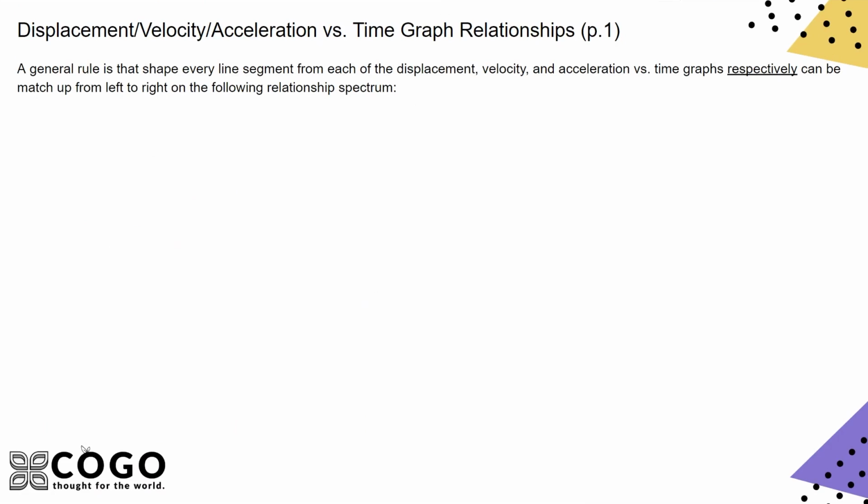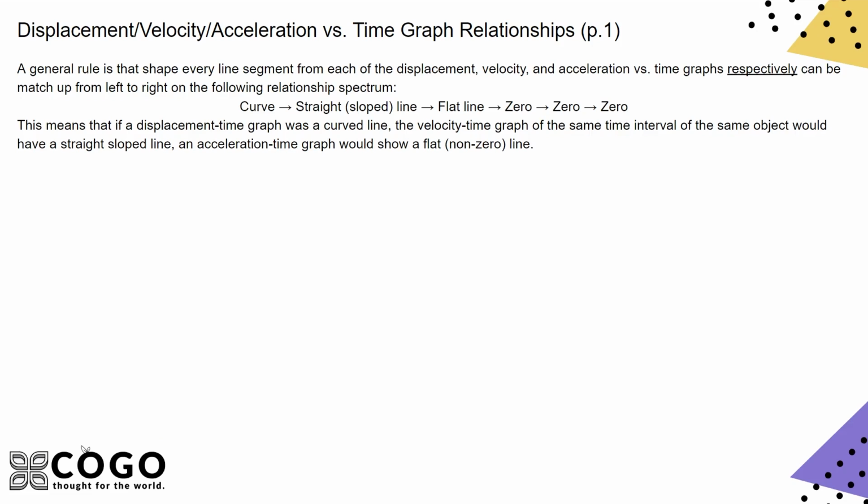A general rule is that the shape of every line segment from each of the displacement, velocity, and acceleration versus time graphs can be matched respectively up from left to right on the following relationship spectrum. From a curve to a straight slope line, then to a flat line, and then 0, 0, and 0.